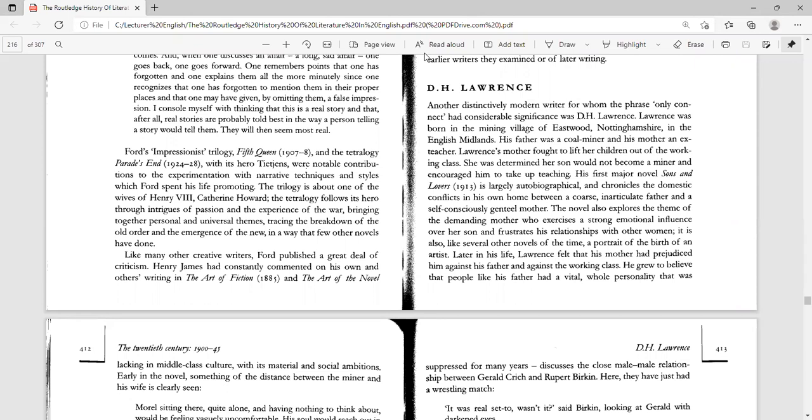As the son of a coal miner father and a biblical school teacher mother, D.H. Lawrence was born in the mining village of Eastwood in Nottinghamshire. Lawrence's mother fought to lift her children out of the working class. She was determined her son would not become a coal miner, and she encouraged him to take up teaching.